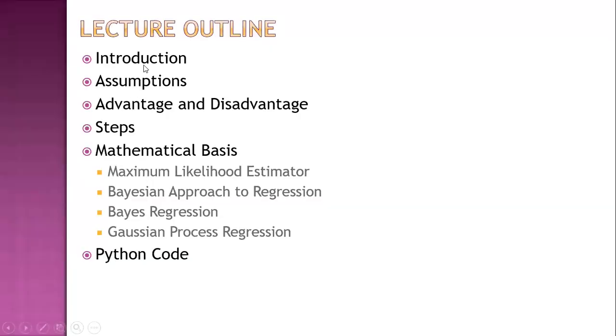First I will give an introduction, then I'll talk about assumptions of Bayesian linear regression. Then I'll talk about advantages and disadvantages of Bayesian linear regression. Then I'll talk about steps of Bayesian linear regression. Then I'll talk about the mathematical basis of maximum likelihood estimator, Bayesian approach to regression, Bayes regression, and Gaussian process regression. And finally, I will give an example in Python code of Bayesian regression.